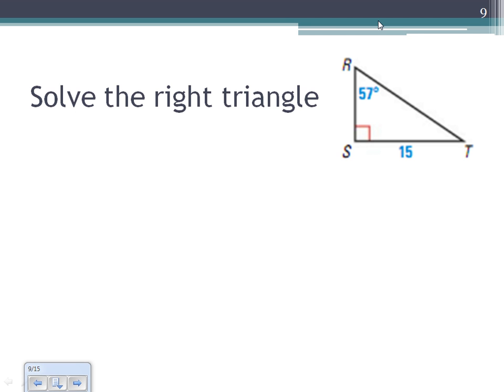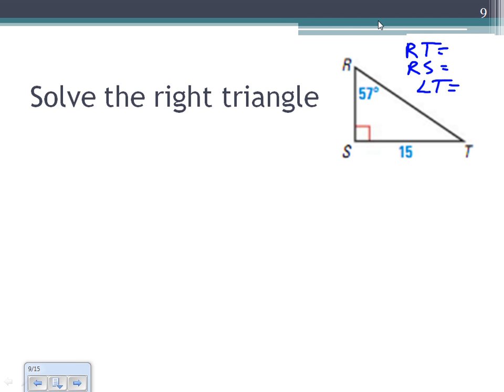We need to find, let's list them. We need to find the length of RT, RS, and we have ST, angle T. So we need to find RT, RS, and then the angle T. Now, to do these, we have to do 3 separate problems. Does not matter which order we really do them in.